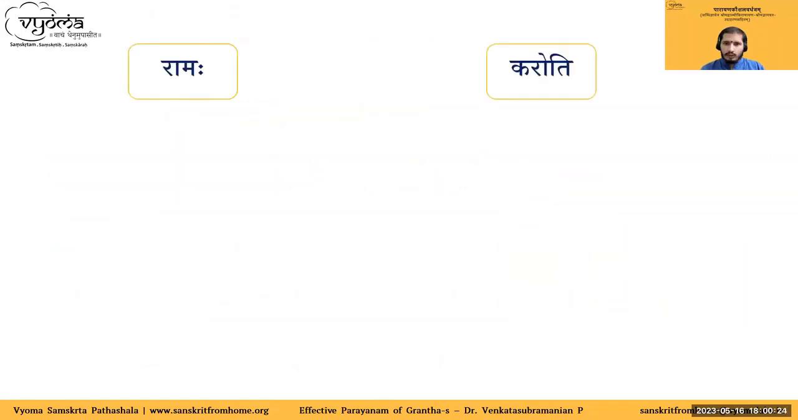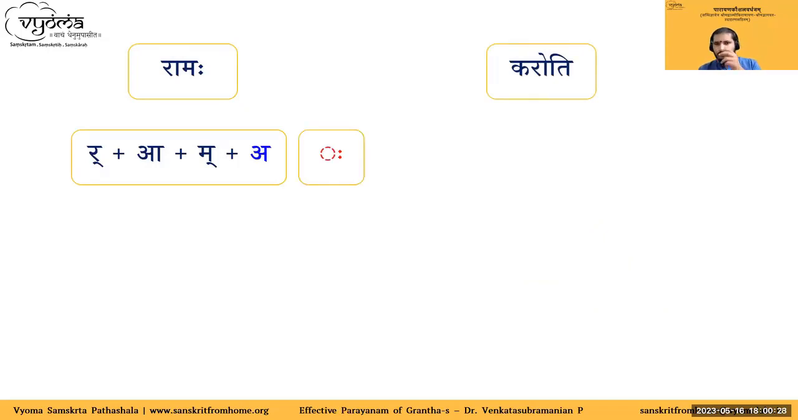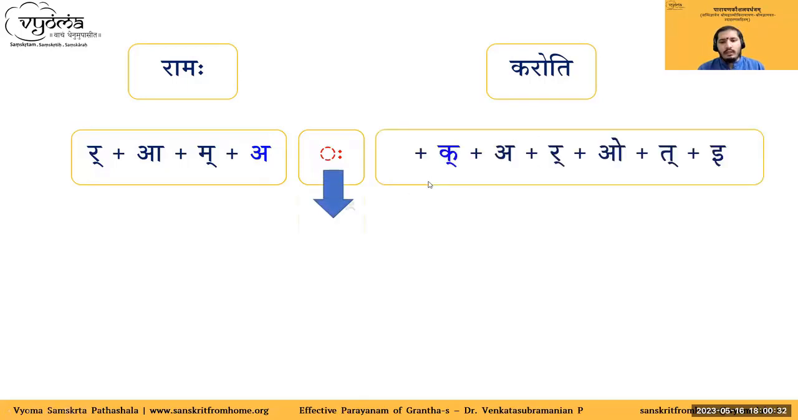So Rama Karoti. Rama, visarga, Karoti. In place of Visarga, we get Jihvamuliya sandhi, Jihvamuliya Adesha. So this is the Jihvamuliya Adesha.